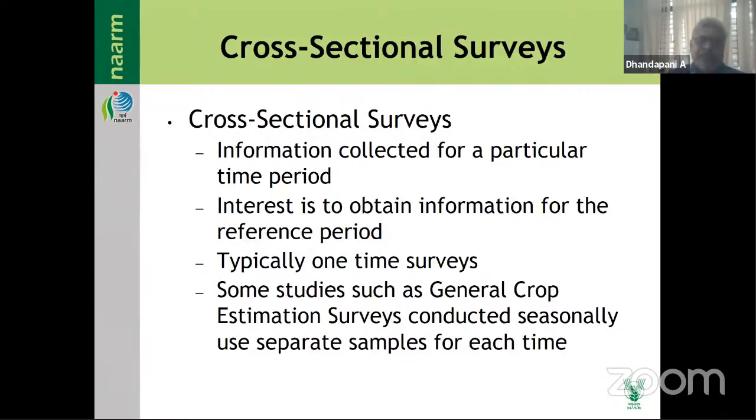Some of the surveys which are usually conducted, for example, I hope you have heard about the crop cutting experiment, or what is called GCES, General Crop Estimation Surveys. These are conducted every year, but you have a different sample every year. So even though it is conducted every year, if your survey has a separate sample for every year or every time you do it, then it is considered a cross-sectional survey. There is no relationship between one survey and another.